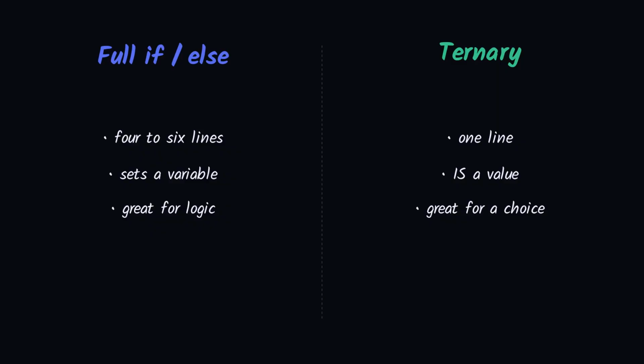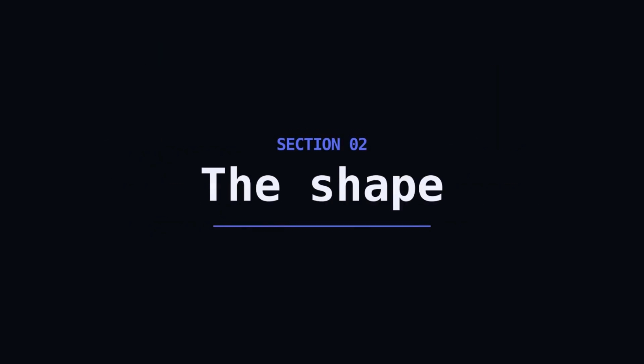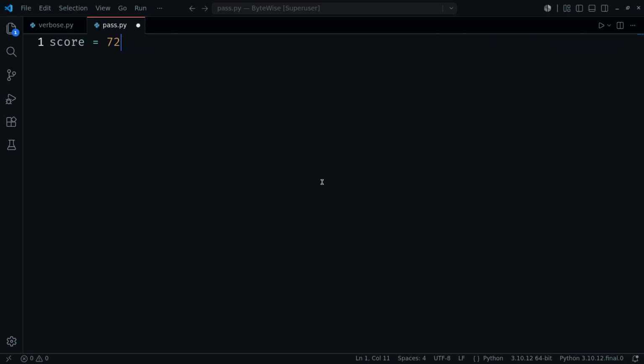You read it left to right. This value, if the condition, otherwise that value. Value, condition, value. Say it that way, and it reads like plain English. Here's the same pass-fail in one line. Value, if, condition, else, other value, all on the right of the equals sign. The whole thing produces one string, and that string lands in result.